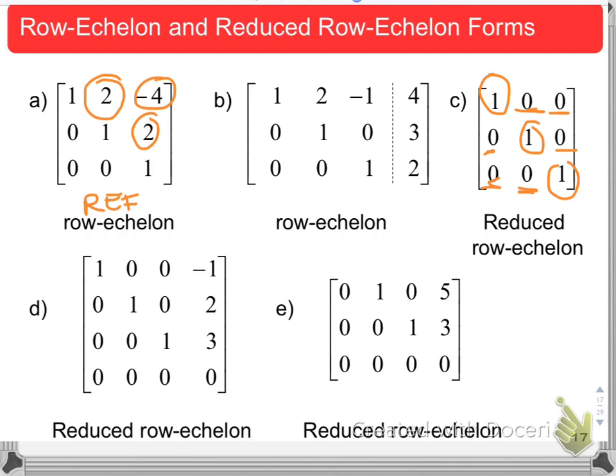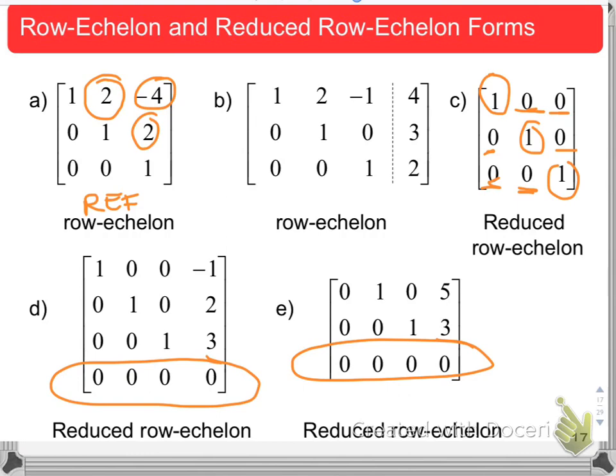And then in D and E, we have reduced row echelon form in both of those. Here we actually have the first condition, that any rows consisting entirely of zeros must be at the bottom. So that's an example of that. And then you can go over the other rows.